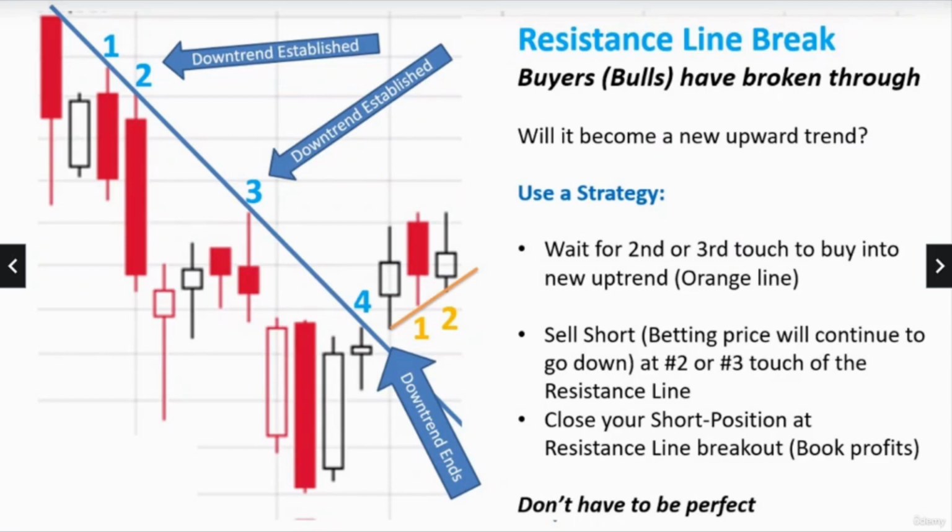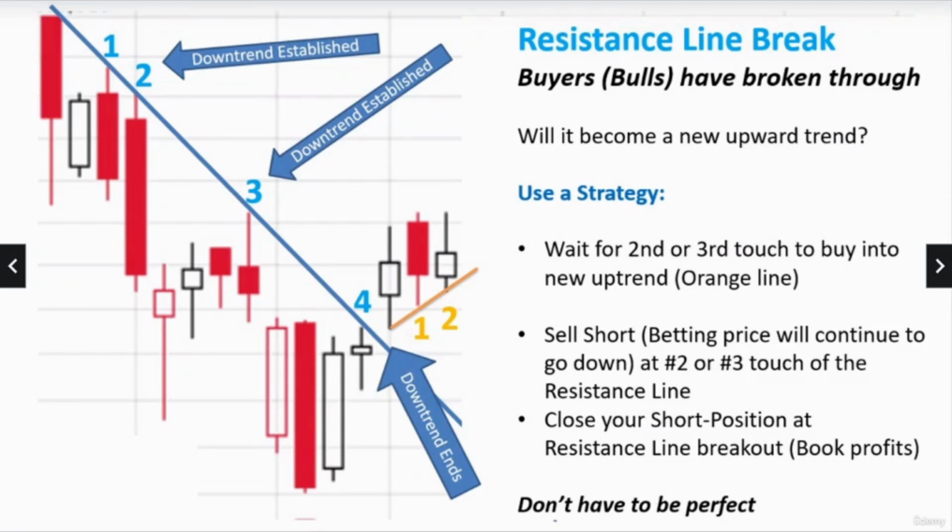Another thing you do is what's called selling short, and basically you're betting the price will continue to go down at number 2 or number 3 touch of the resistance line. So we're back in the blue numbers there. And you're seeing it, you could be selling short at those periods, and then you close your short position once it breaks through, at a resistance line breakout. So you're booking your profits at that point. So you're kind of betting in that way, or investing in that way.